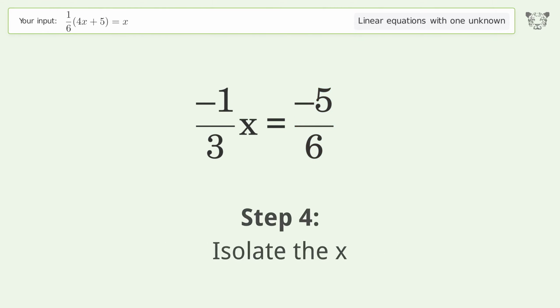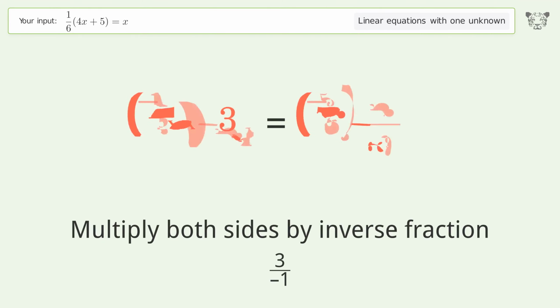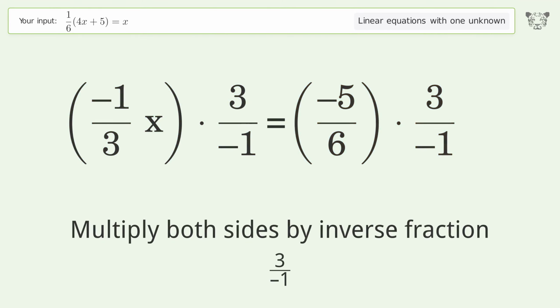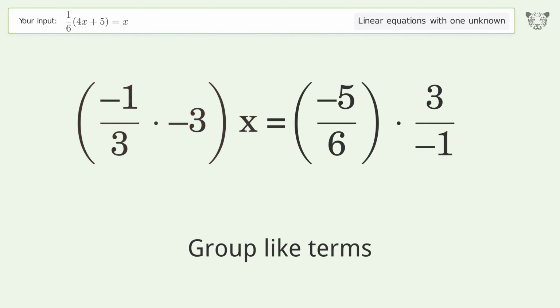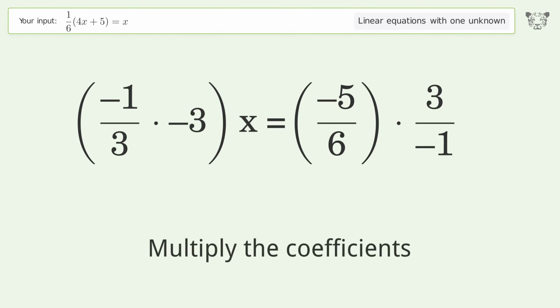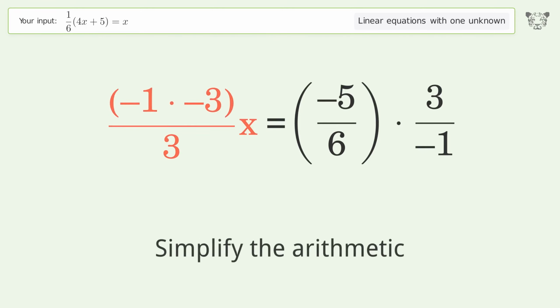Isolate the x. Multiply both sides by the inverse fraction 3/-1. Group like terms. Multiply the coefficients. Simplify the arithmetic.